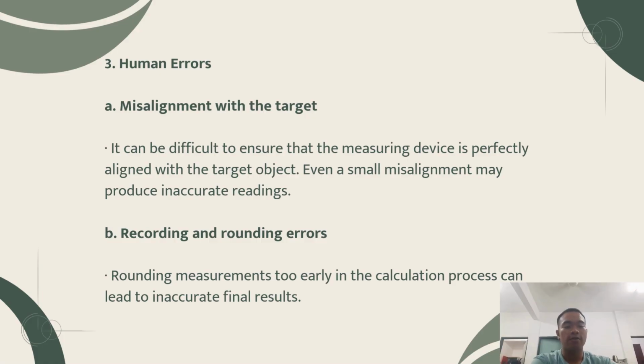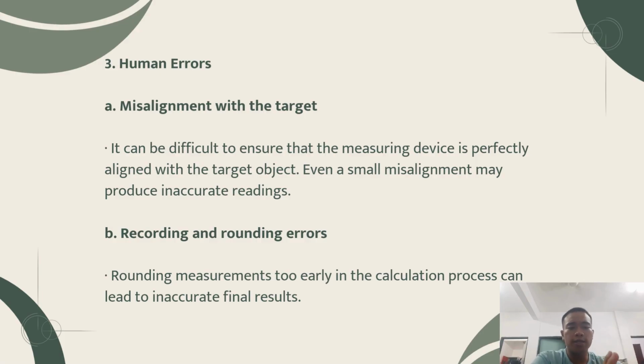Page 19. Finally, there are human errors. The mistakes that we as humans might have made. First is misalignment. It's actually quite difficult to eyeball the measuring device so it is perfectly aligned with the target object. A slight tilt throws off the geometry.